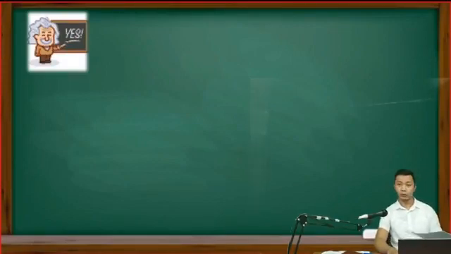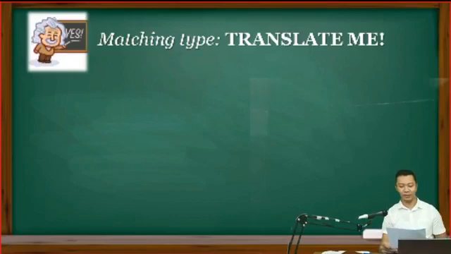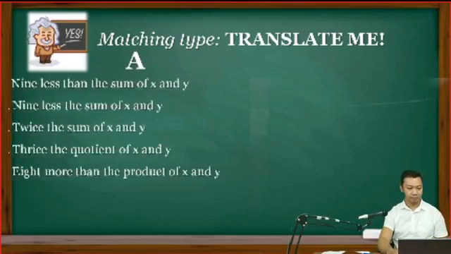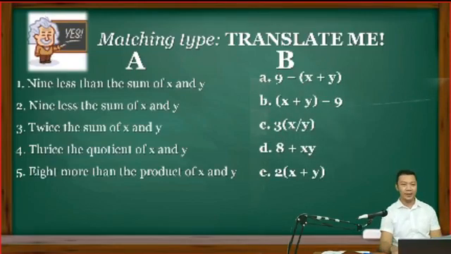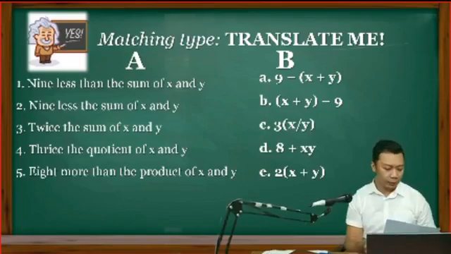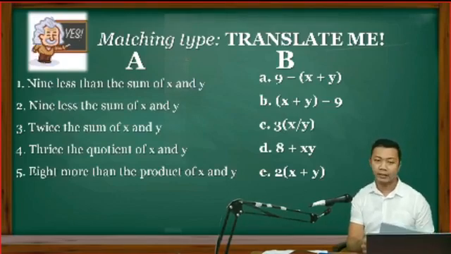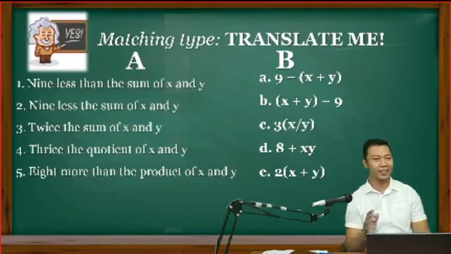Okay. So we would like to get the attention of these grade 8 students for the recitation. Shown on your screen are some phrases, and match the proper algebraic expression. So these are the items in column A. Number 1, 9 less than the sum of x and y. Number 2, 9 less the sum of x and y. Number 3, twice the sum of x and y. Number 4, thrice the quotient of x and y. And lastly, number 5, 8 more than the product of x and y. For our options, we have letters A, B, C, D, and E on column B. Okay, so all you have to do is to match the following algebraic phrases to its respective English phrases. Later on, we will call the attention of grade 8 students for their recitations.